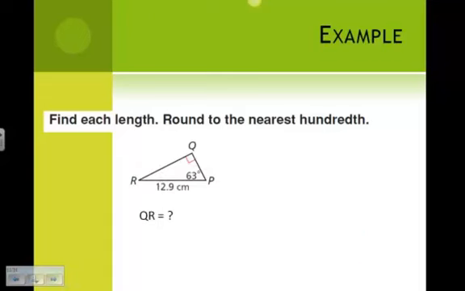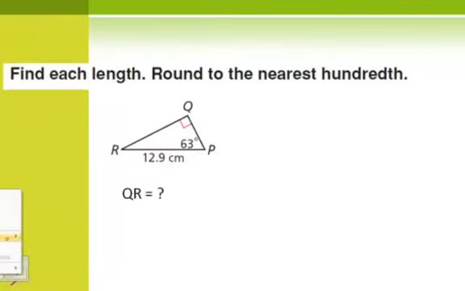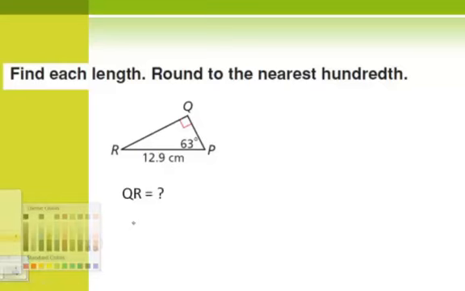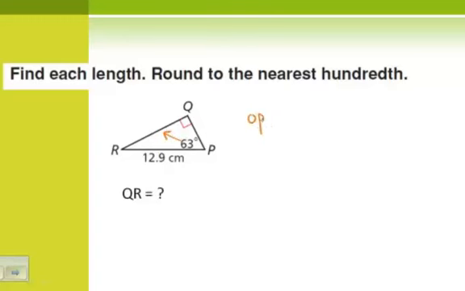Here's another one to try. This time we're going to be looking for the length of QR. So if we're looking at the triangle, we have to assess what we have. We have P, which is a 63 degree angle. We're looking for QR, which is opposite of P. And we have 12.9, which is the hypotenuse.